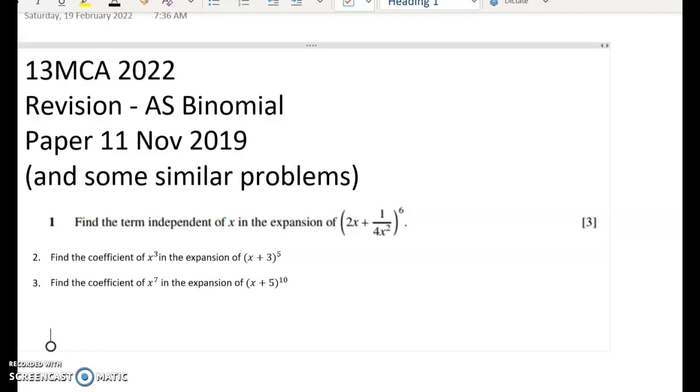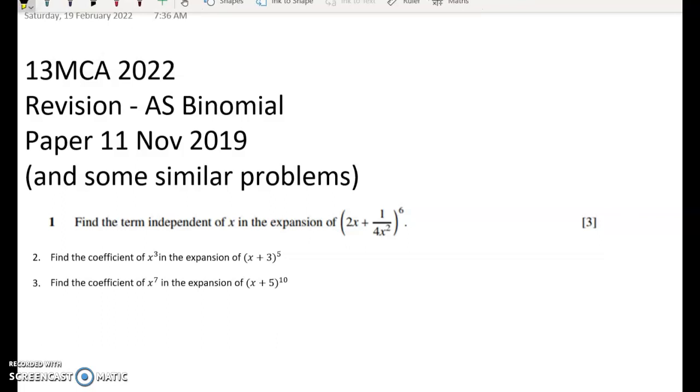In this video, I'm going to go through an AS binomial question from the November 2019 paper. So if you're in my A-level class this year, this is one of the ones from the latest homework, and it's how to find the term independent of x when we expand out this expression. And then I'm going to do two similar ones, but slightly easier, looking at two different ways to find the coefficient of something when we do a binomial expansion.